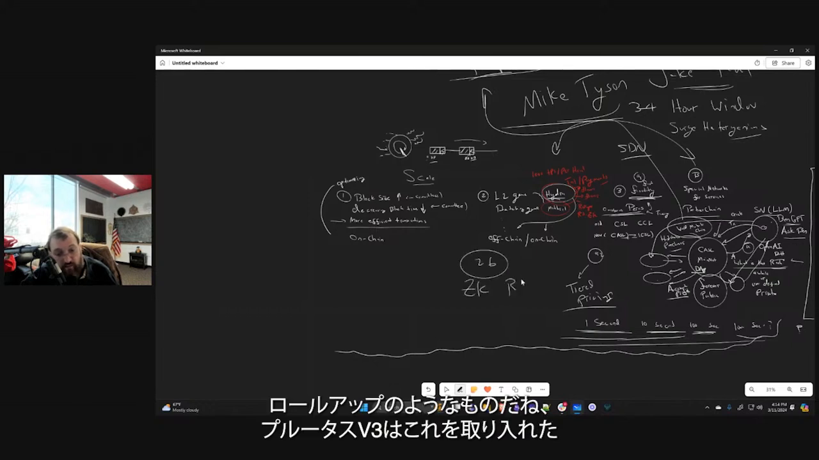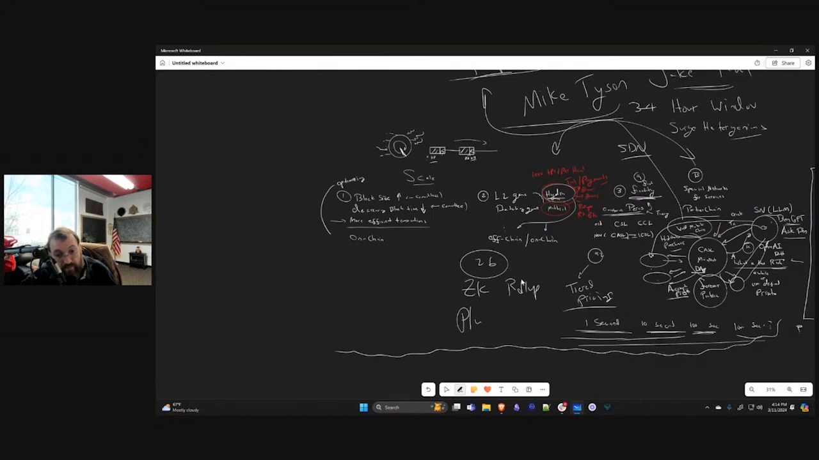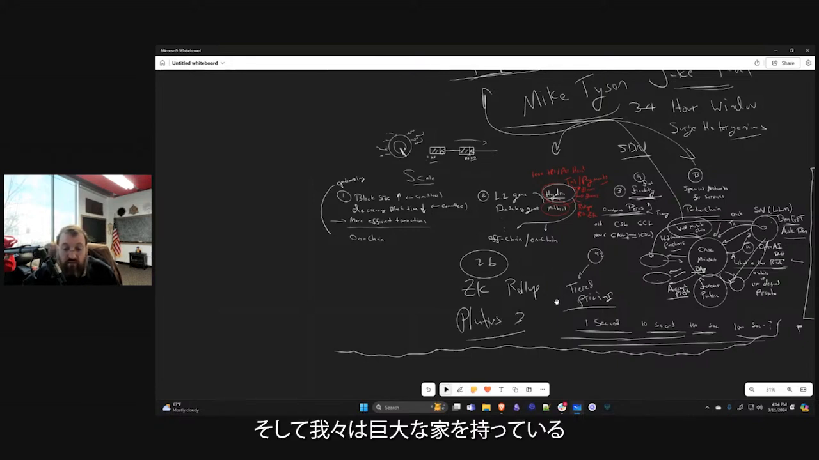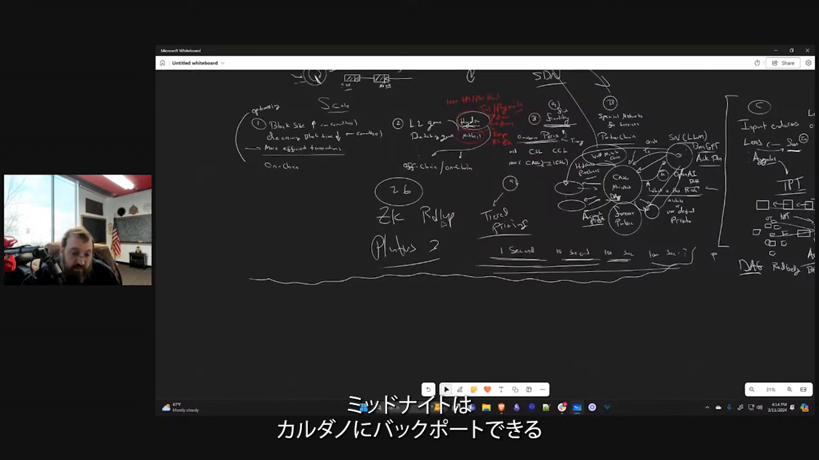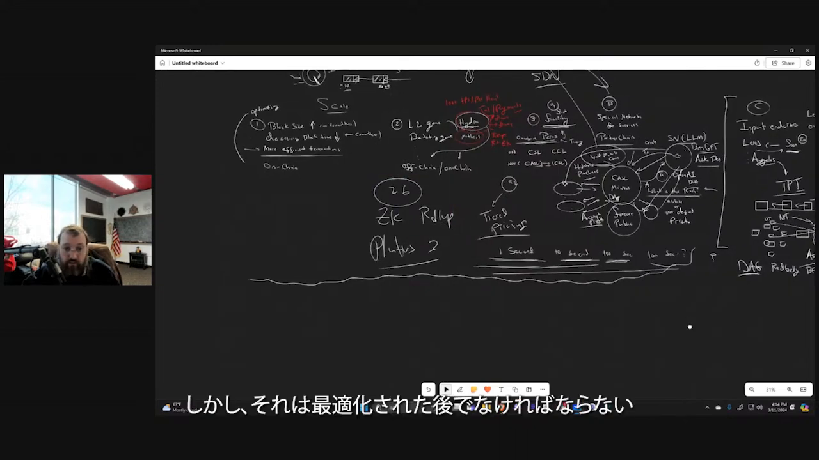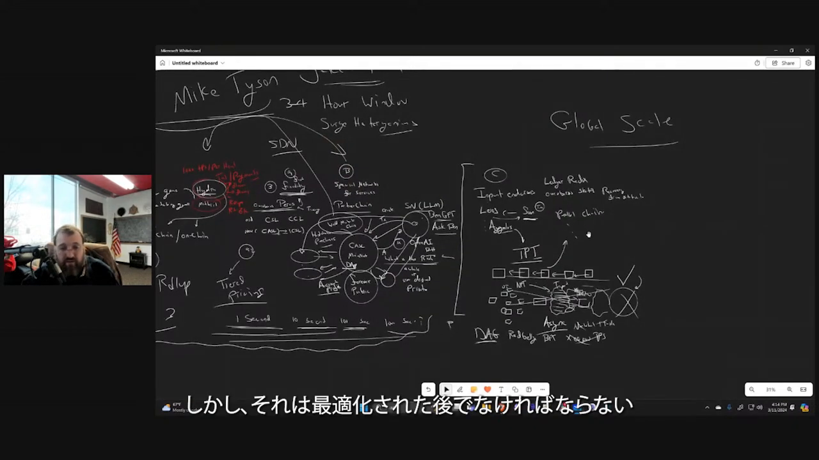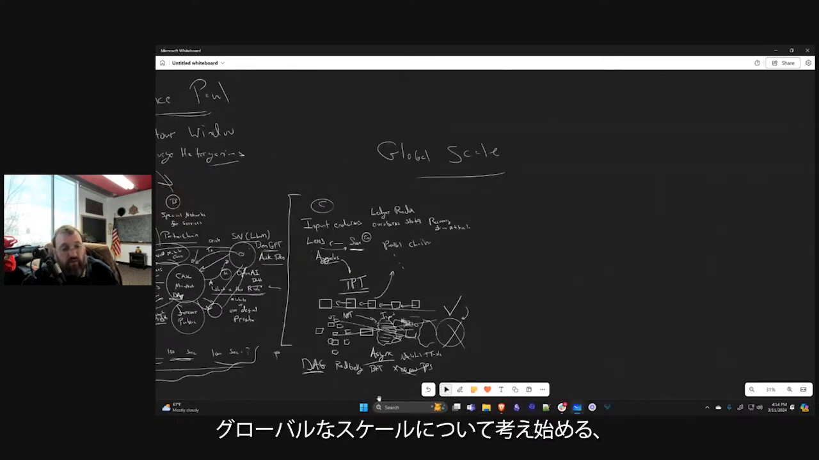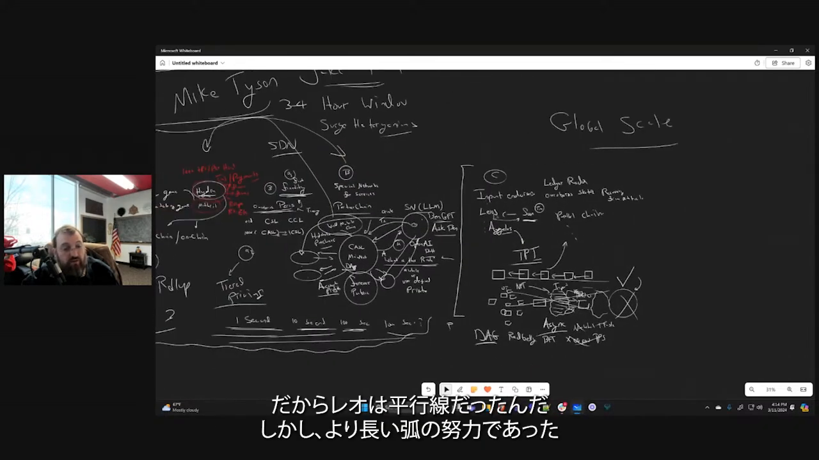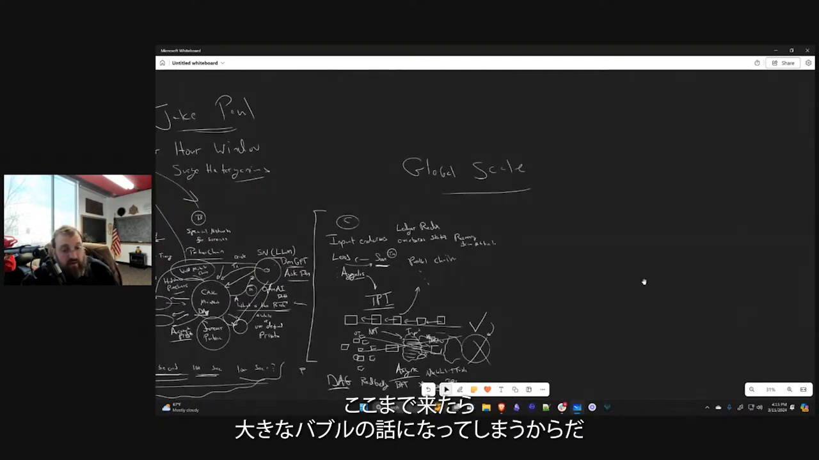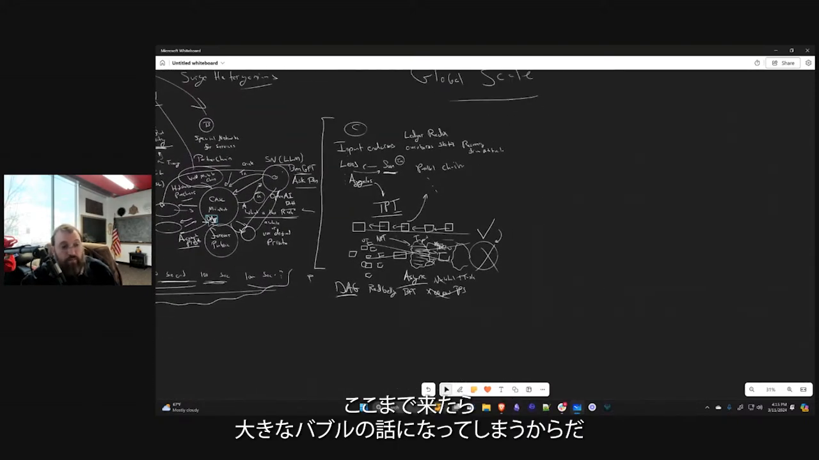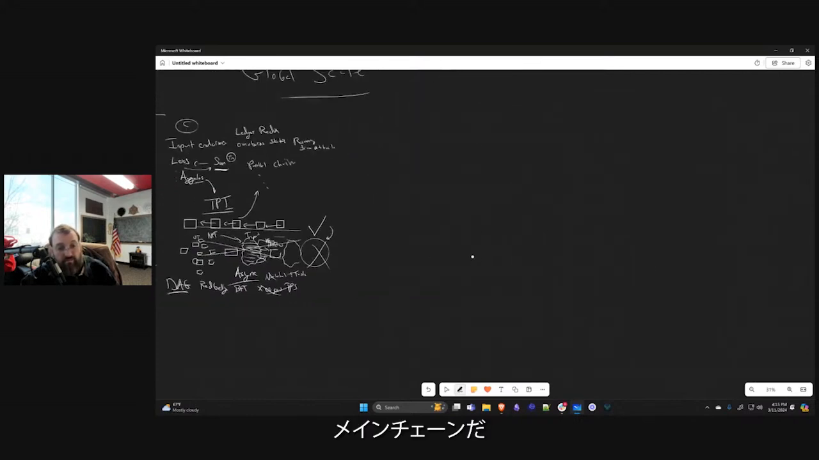So you have like rollups. Plutus V3 is bringing this in. That's coming along with SIP 1694. And we have a huge house of things Midnight is constructing that can be backported into Cardano. But only after you've kind of optimized all of this do you really start thinking about the global scale side, which is why Laos was a parallel effort, but a longer arc effort. Because once you get here, then you are talking about big bubble main chain. Okay. Here turns to here in terms of TPS.